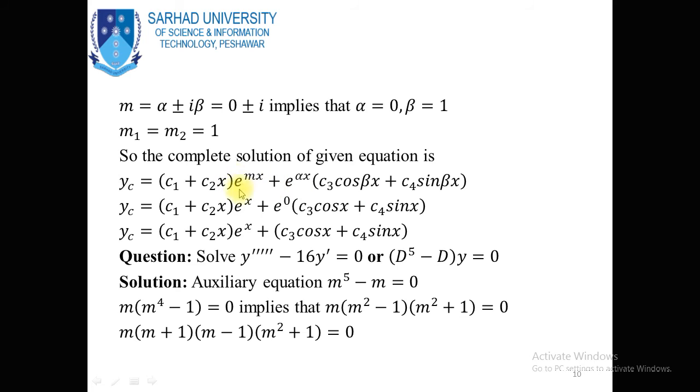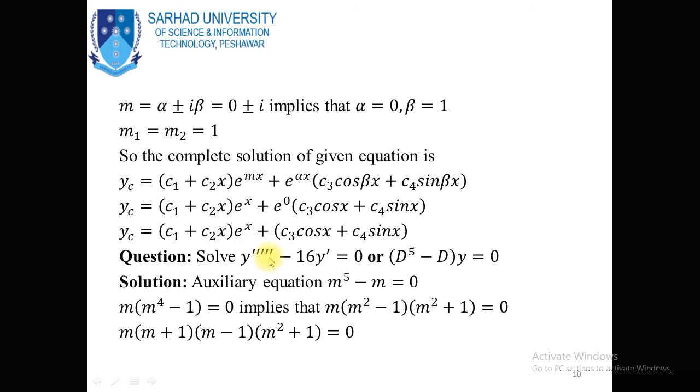Now putting the value of m equal to 1, which is real and equal. So (c1 + c2 x) e^(1x) + e^(alpha x), where alpha is 0, times (c3 cos beta x, where beta is 1, plus c4 sin x). Now e^0 is actually equal to 1. So (c1 + c2 x) e^x + c3 cos x + c4 sin x. This is the solution of the given fourth order linear homogeneous equation.